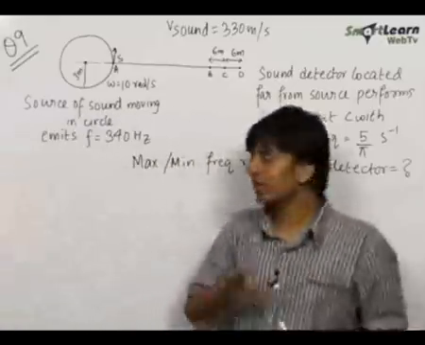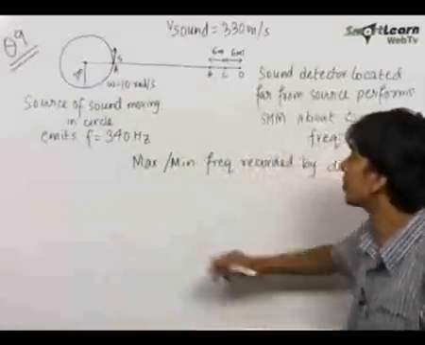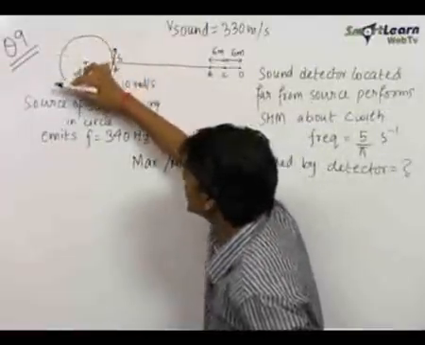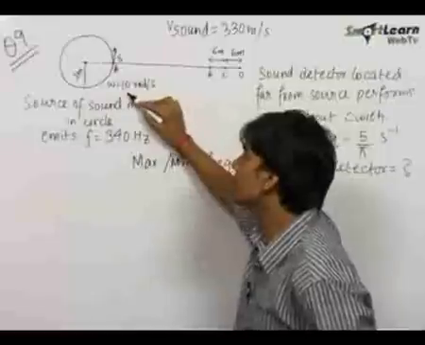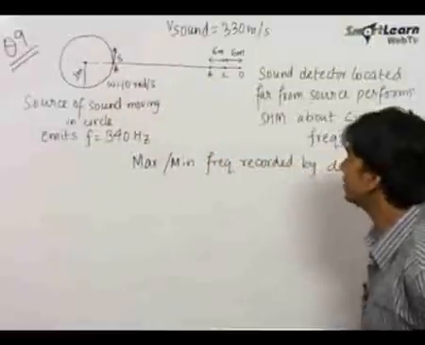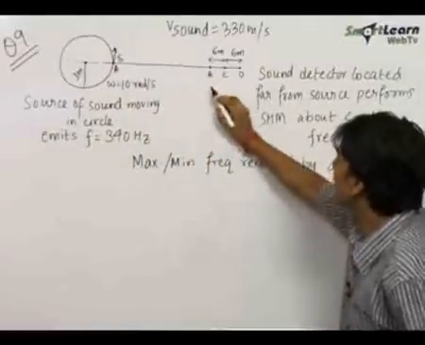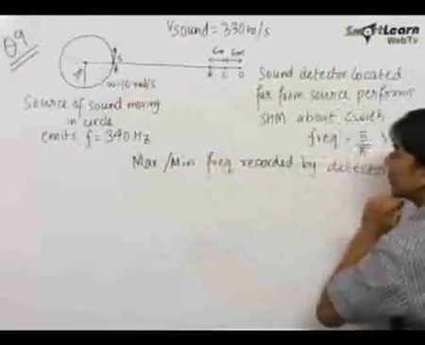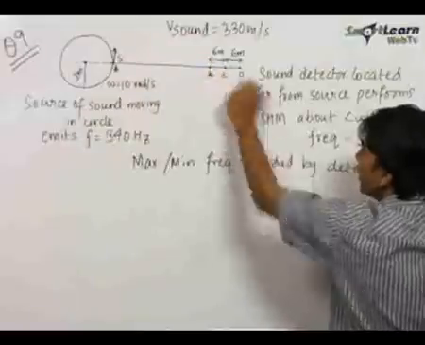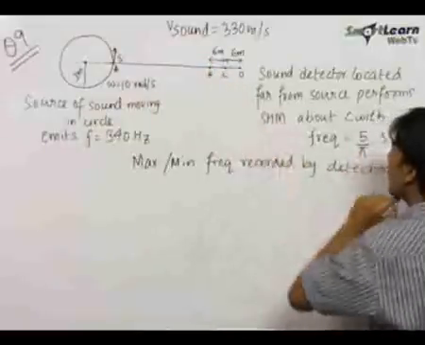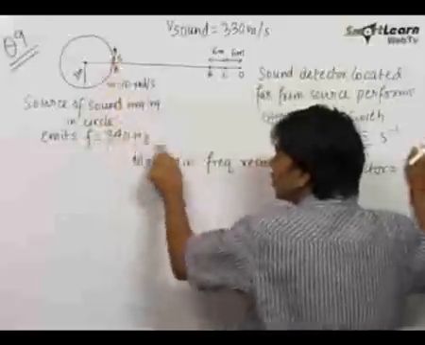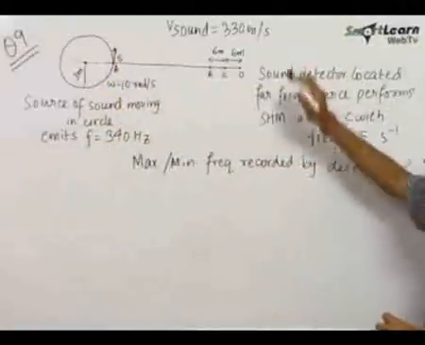The ninth question that we have is a very important and a very conceptual problem. It is given that a sound source is moving in a circle of radius 3 meters with angular velocity equal to 10 radians per second. It is also given that a sound detector is located far away along this line and is performing SHM with amplitude 6 meters about the point C, and the frequency of SHM is given and the frequency of sound emitted by the source is also given. Velocity of sound is given.